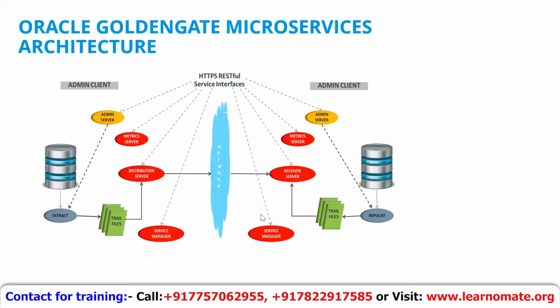So this is how your microservices architecture looks. You have the service manager. What happens in microservices architecture is that things run as services. There are various services which run. The service manager is basically a watchdog of all the services. Under the service manager, you have the administration server, performance metric server, and distribution server. Let me show you.